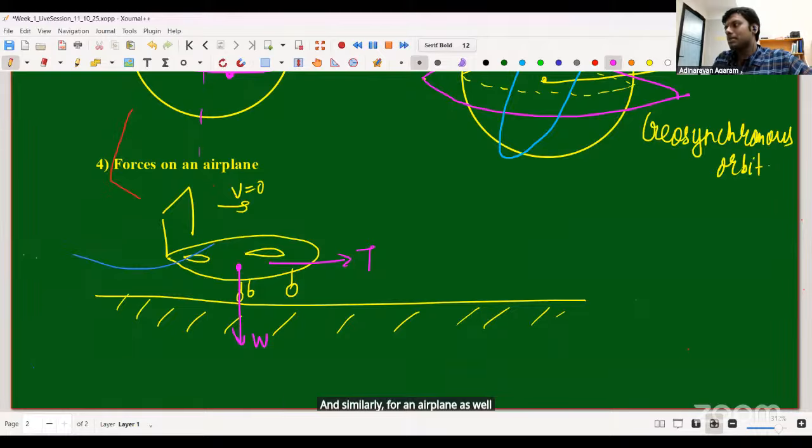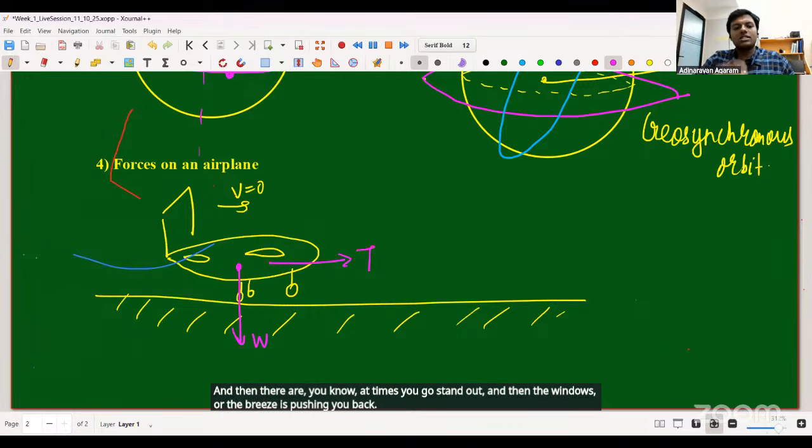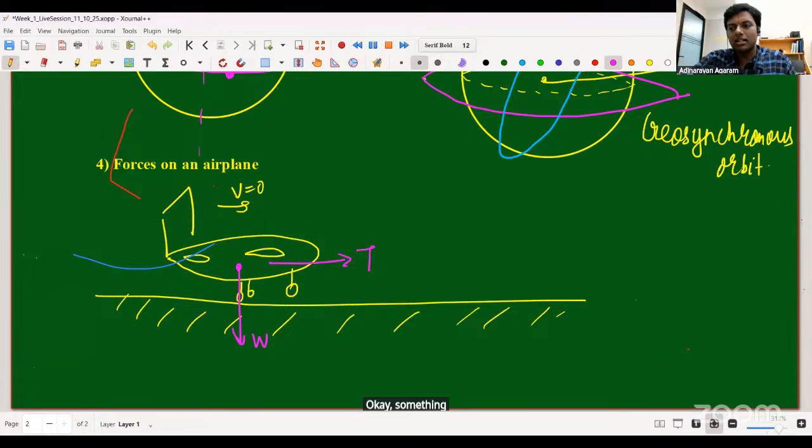The reason is, when we are walking around, we don't feel a large force from air because we are walking at very, very low speed. But say there is a huge hurricane or tsunami, or say there are floods, and there is heavy wind all around, a huge breeze. At times you go stand outside and the breeze is pushing you back. So that force is drag, something that the surrounding atmosphere forces on you.